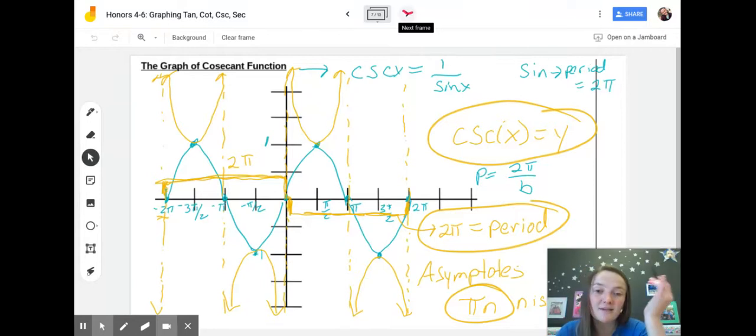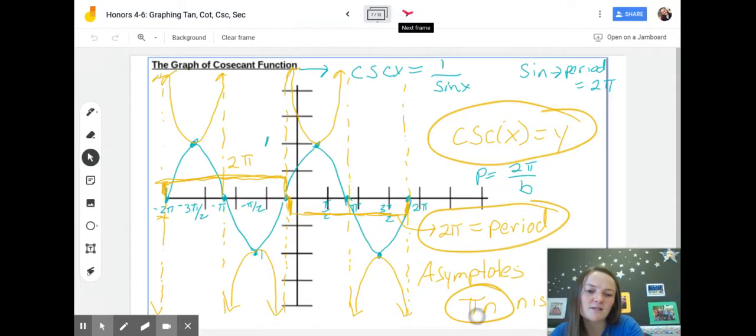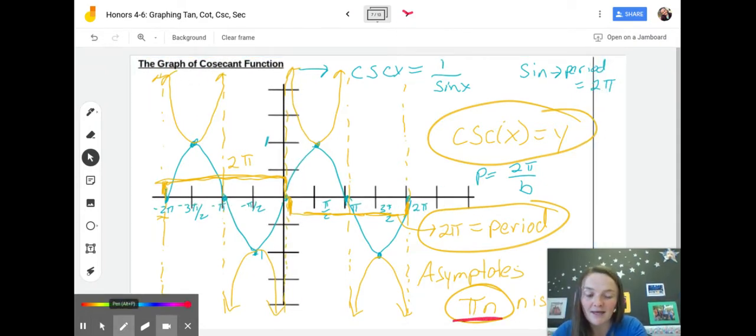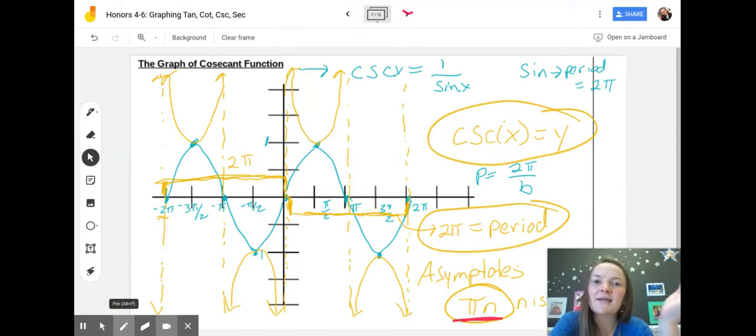There's infinitely many asymptotes, and the asymptotes are happening in intervals of pi n. So basically, let me think about why an asymptote happens. An asymptote generally happens because there's a 0 in the denominator. So let's think about this for a minute. When sine of x is 0, let's think about how sine and cosine are related.